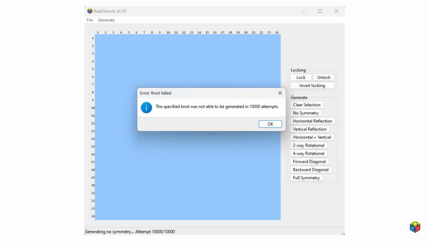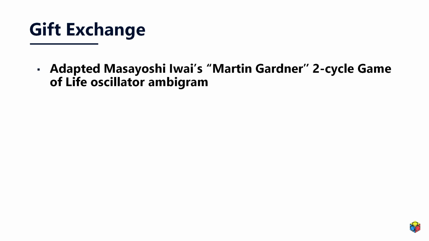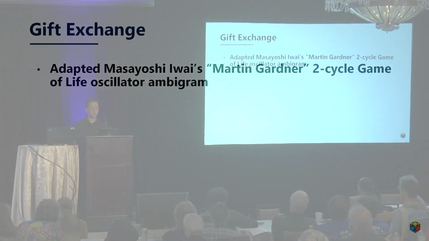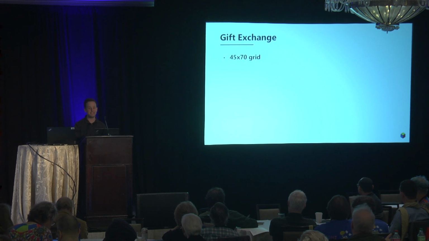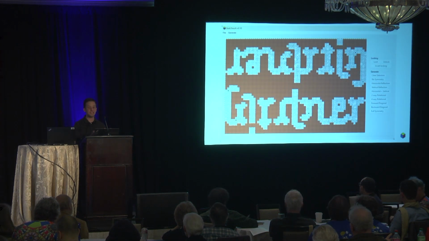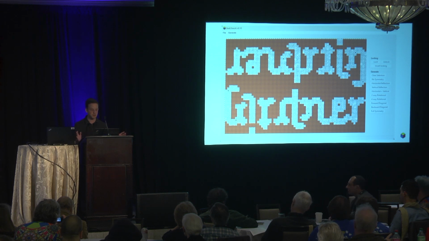So I want to. Now, as for the gift exchange, I adapted something from Masayoshi Iwai. They made a 2-cycle game of life oscillator. That's Martin Gardner's name as an ambigram. It looks like this. I adapted that onto a 45 by 70 grid. I curated 160 unique knots, so each person will get their own. This is an example of what they look like, but it won't have the user interface here. It'll be nicely printed on a piece of paper, and yours will be completely unique from everyone else's and anything else that could possibly be generated in the universe.